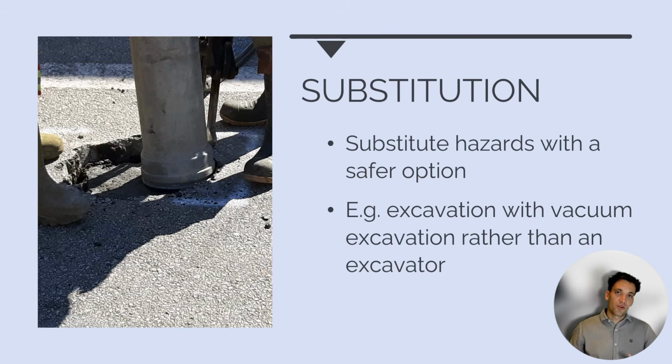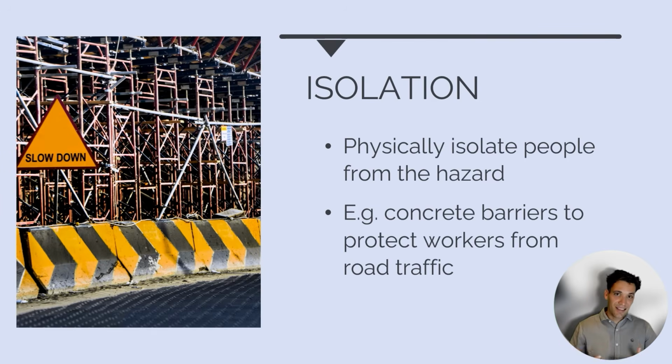The next type of control we can have is a substitution control. So this is where the hazard still exists to some degree, but we've substituted it with a safer option. For example, excavating around surfaces, we could substitute mechanical excavation with an excavator, with vacuum excavation with a non-destructive digging truck.